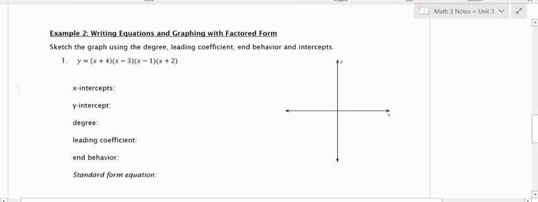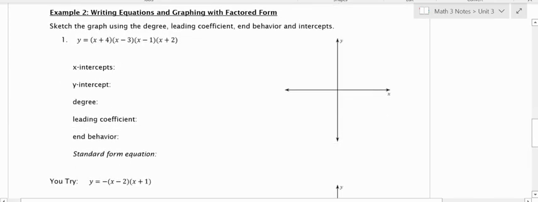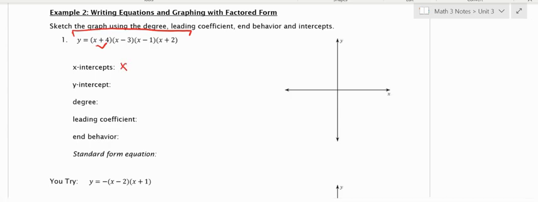For the next problem, it's kind of the same thing. So we're going to go ahead and see if we could answer all the questions we just saw before. The difference with this question is it's in factored form already. So we can get the intercepts. Remember, we take the opposite sign, or it's like setting each factor to 0. So my x-intercepts, my roots, are negative 4, positive 3, positive 1, and negative 2.